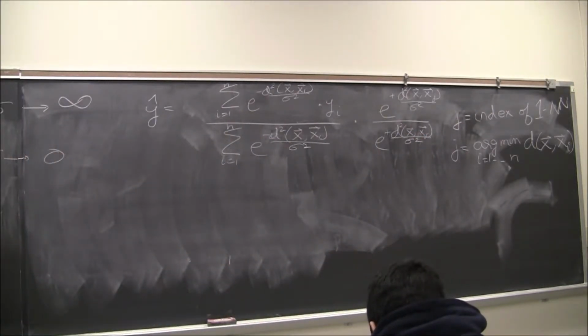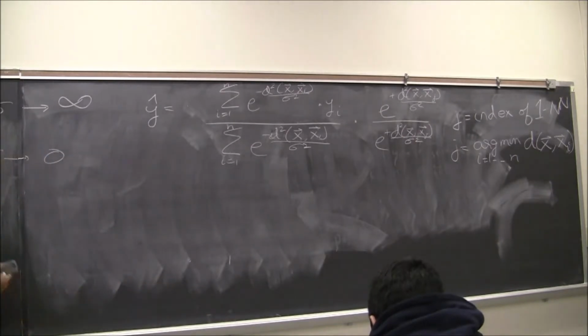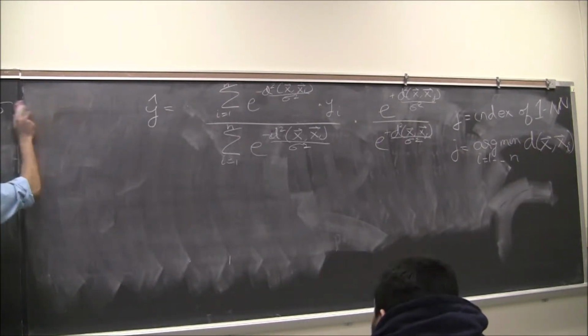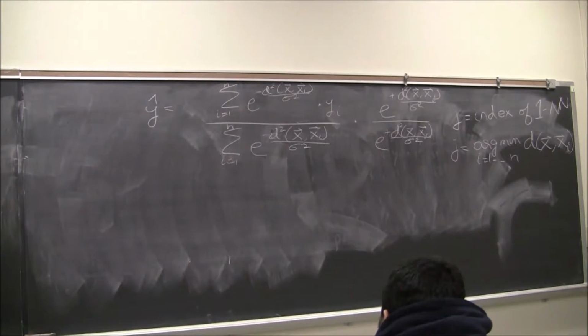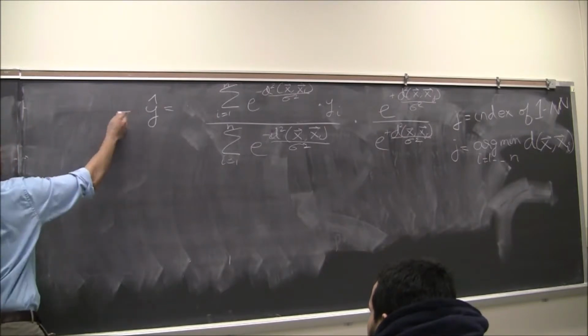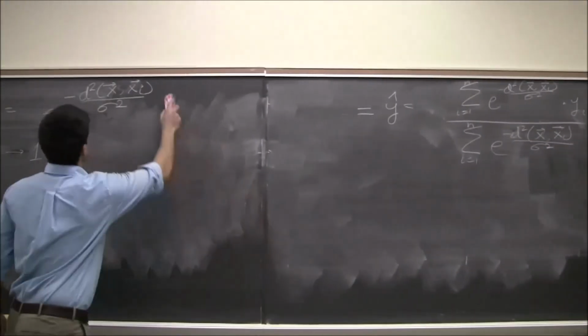Any idea why we're doing that? Why are we multiplying and dividing by the exponent of the distance to the one nearest neighbor? Any guesses? That's the smallest. At the nearest neighbor, the weight won't be 0. Very nice. At the nearest neighbor, the weight won't be 0.